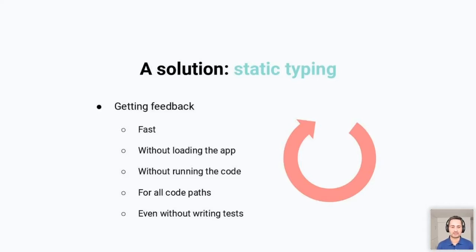The benefits are you get fast feedback, and the reason you can get fast feedback is because you don't have to load the app, you don't have to run the code, and you can analyze all code paths without writing tests. Whenever you write tests, you're only thinking about certain situations and only testing certain code paths, but that's not always enough. Using static typing, you can get feedback about all code paths without even writing tests.